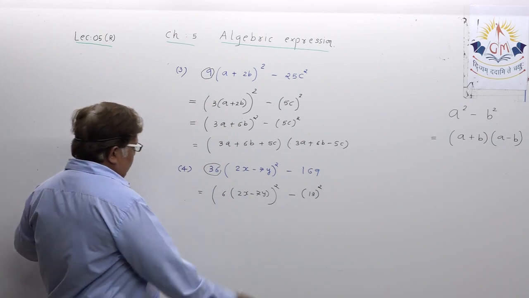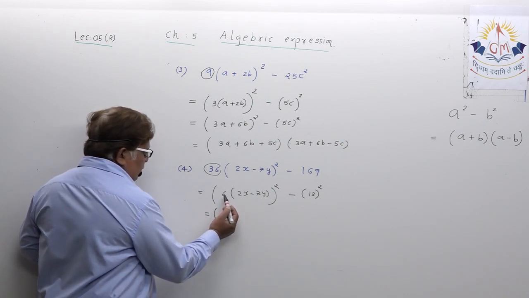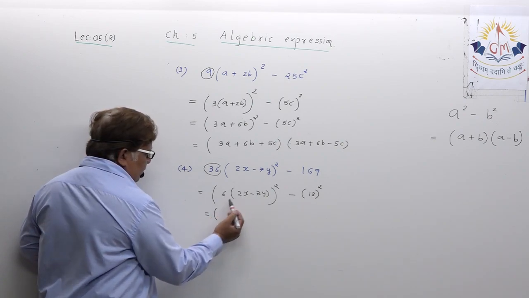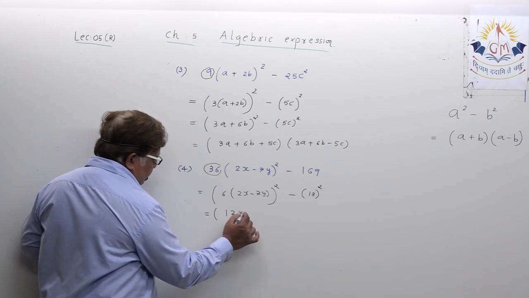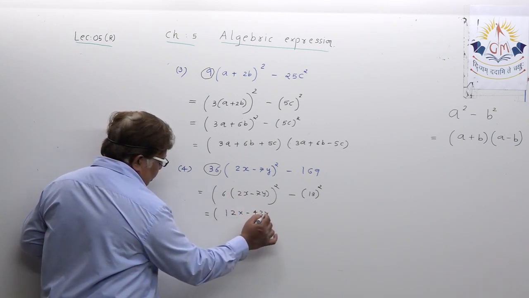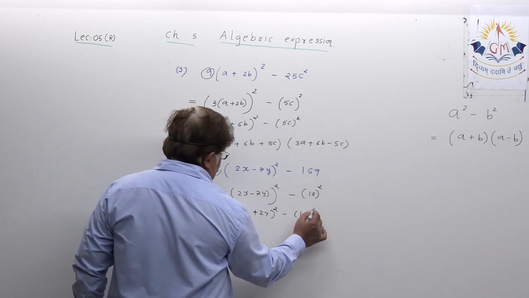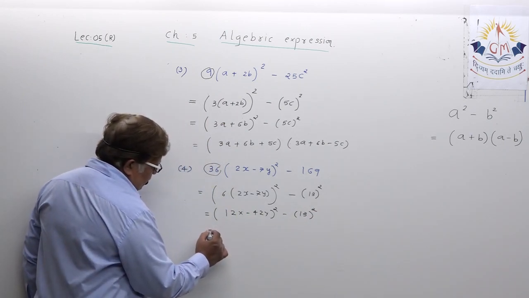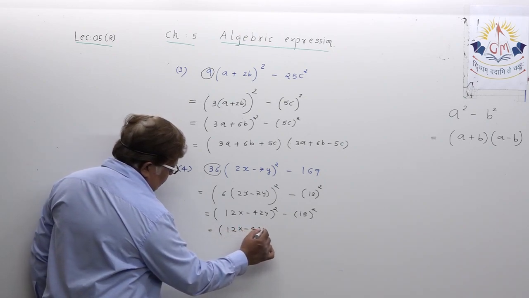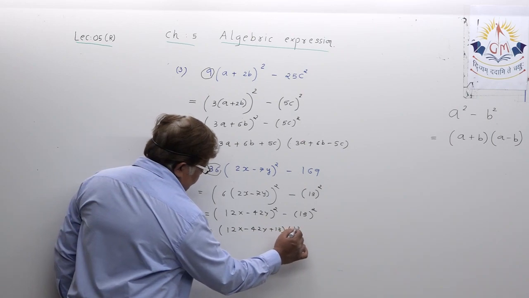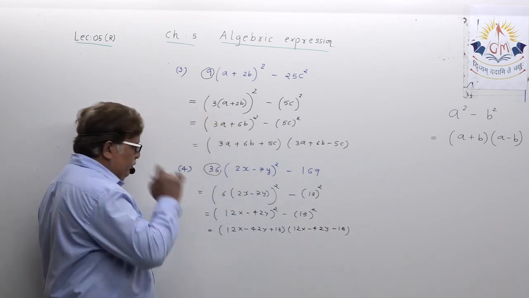Okay. Now what you should do, please concentrate, open the bracket by multiplying 6, 12x minus 42y whole square, minus 13 whole square. Take 1 time plus, 1 time minus. Okay. This is the way you can solve the sum.